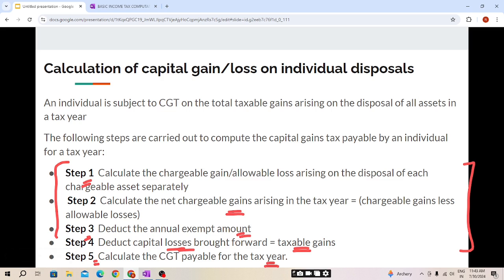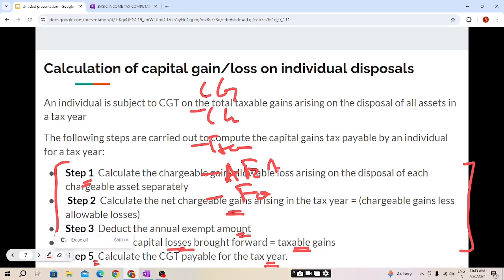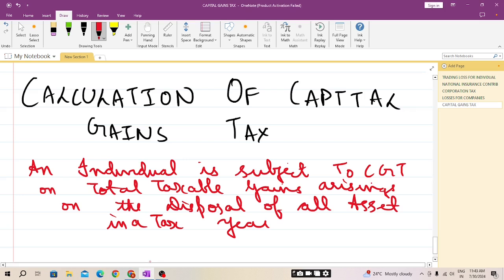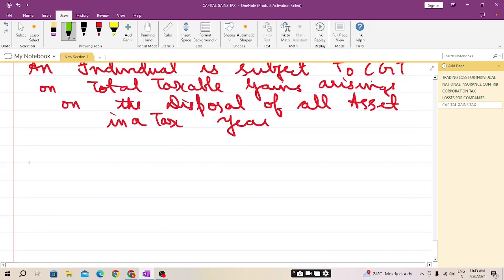Students, when we were doing the losses for individual chapters, we have already covered the format: the capital gains less capital loss less trade loss set off relief less AEA less brought forward loss. So the same format we will be seeing here also. So students, for the calculation of CGT, we need to follow an approach. We need to follow a step by step approach.